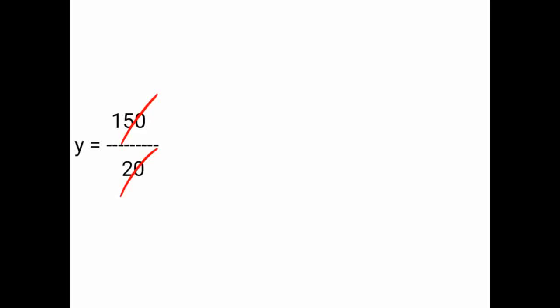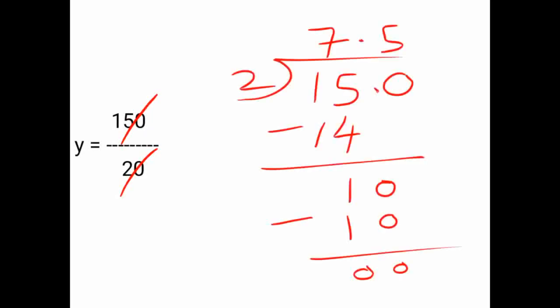The zeros get cancelled. Now divide 15 by 2. I have divided 15 by 2 and I am getting the quotient 7. The remainder is 15 minus 14, which is 1, so you have to continue the division. Put the decimal point here in the quotient, and then bring the 0 down. Then 2 5s are 10. So the answer is 7.5. Therefore y is equal to 7.5.